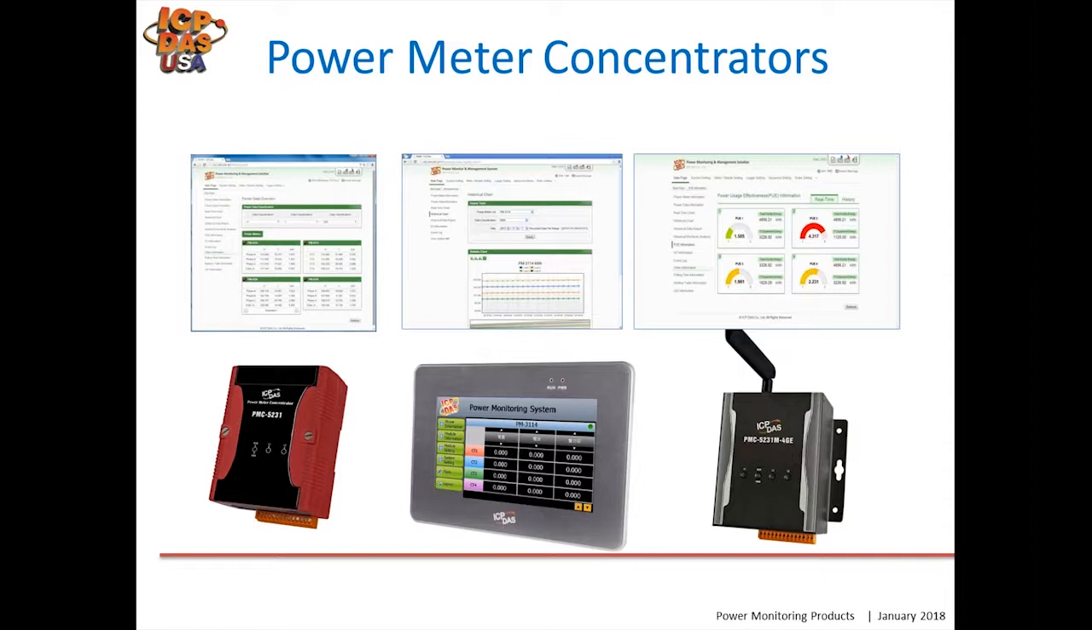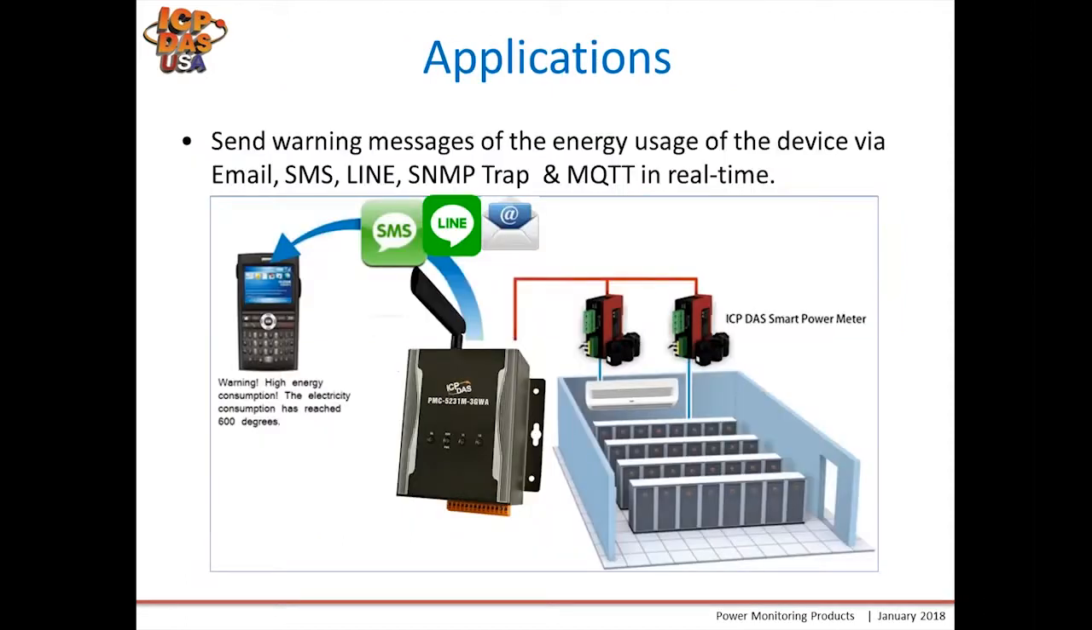Here are a few applications for power meters. In this application, it's sending an alarm message or warning message based on power usage through emails, SMS, or to an MQTT system in real time. So it has the power meters connected to the individual equipment, and the power meter concentrator will send the SMS alarms and also periodic data if you configure it to do that.